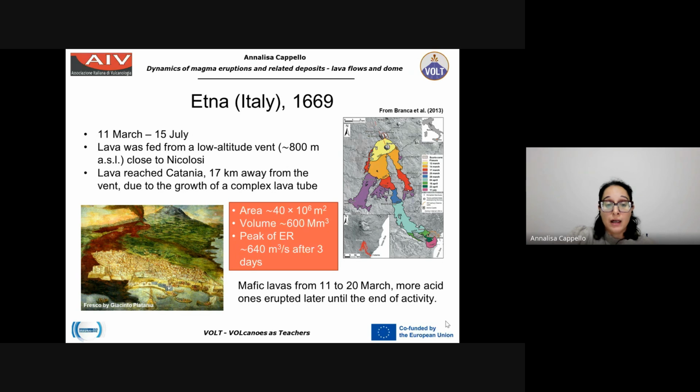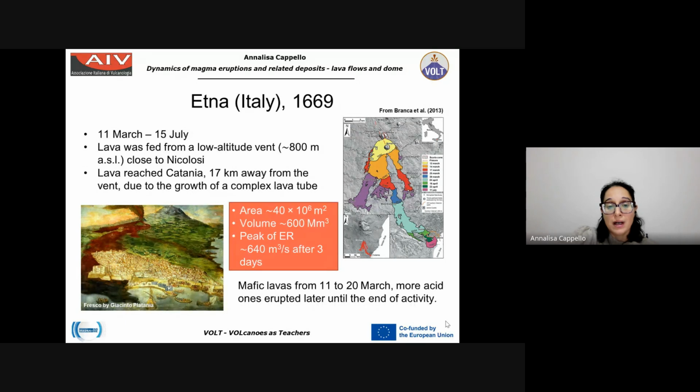Also, the lake and the river were buried. It moved the coast of Catania, with an area of about 40 million square meters, with a volume which is very high, 600 million cubic meters, with a peak of effusion rate that reached 640 cubic meters per second after 3 days.